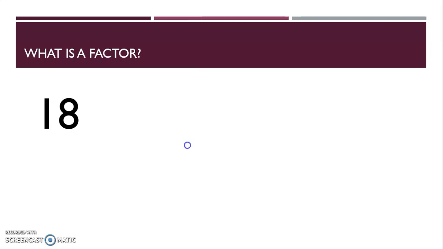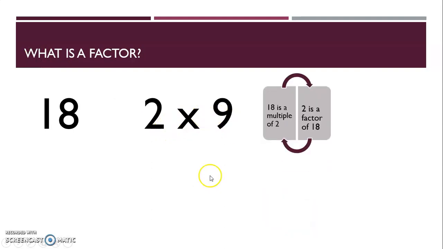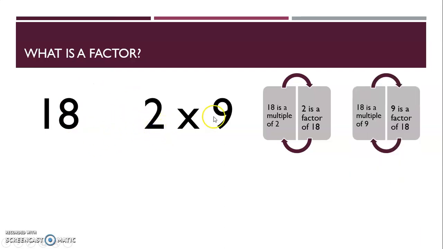Consider the number 18. 18 can be written as 2 times 9, or 2 into 9. So we say 18 is a multiple of 2. If 18 is a multiple of 2, we can say 2 is a factor of 18. In the same way, we can say 18 is a multiple of 9. So if 18 is a multiple of 9, we can say 9 is a factor of 18.